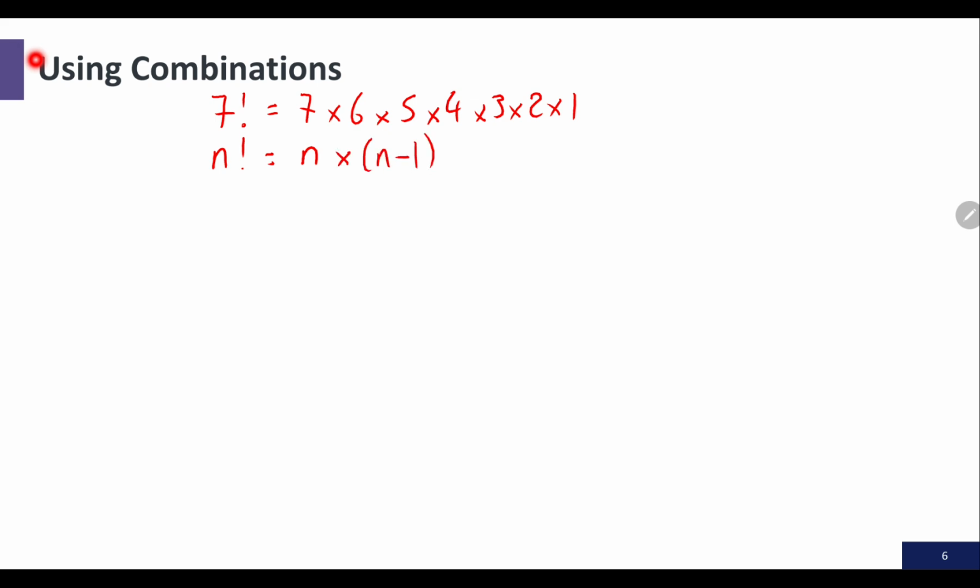So, using combinations, here we go. In the previous videos, we've looked at what the factorial button is. So a quick refresh: 7 factorial is 7 multiplied by 6, multiplied by 5, multiplied by 4, multiplied by 3, multiplied by 2, multiplied by 1. We've also looked at n factorial, which is n multiplied by n minus 1, multiplied by n minus 2, etc., all the way down to 3 multiplied by 2 multiplied by 1.